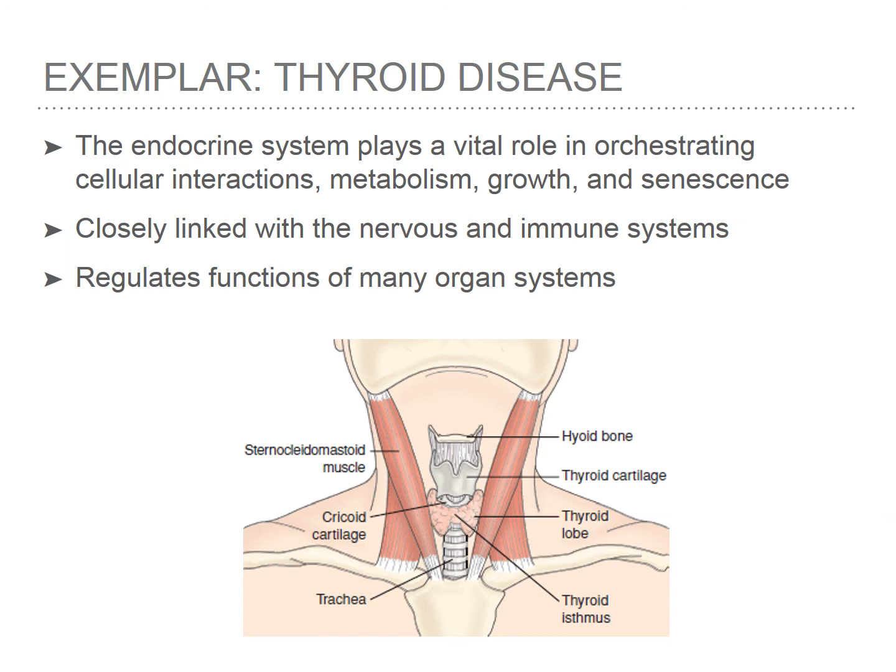So the thyroid gland is closely linked with the nervous system, the immune system. It regulates functions of many organ systems, and it plays a vital role in cellular interactions, patients' metabolism, their growth. So it's a pretty important gland. And when this gland becomes abnormal or has an alteration in its function, we will see all of the effects that it has on the body, which we're going to discuss in just a moment with hypothyroidism and hyperthyroidism.